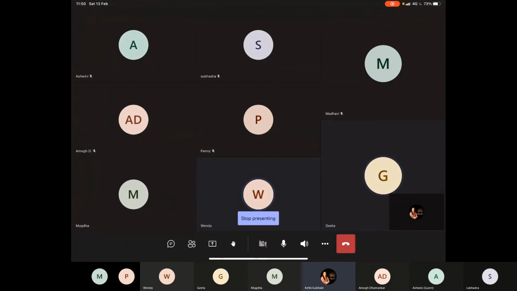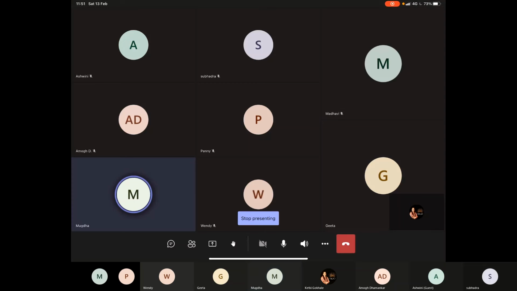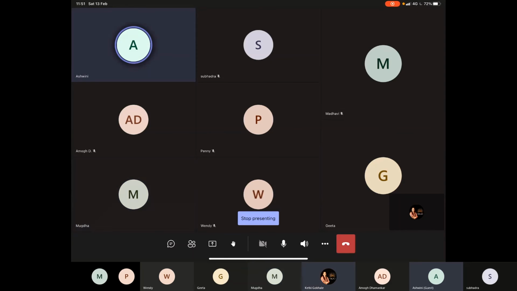All right. Anyone else? Ashwini, Subhadra ma'am, Madhavi, anyone wants to try? Penny? Or do you have any questions? All right. Ketki, I have a question. I mean, it may not be a question. It's just a broad one.